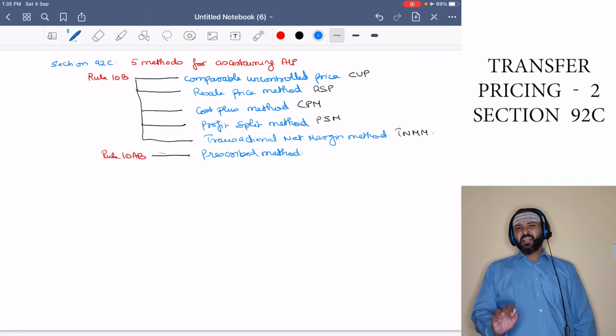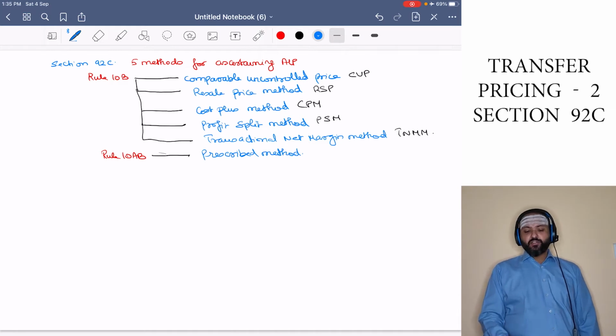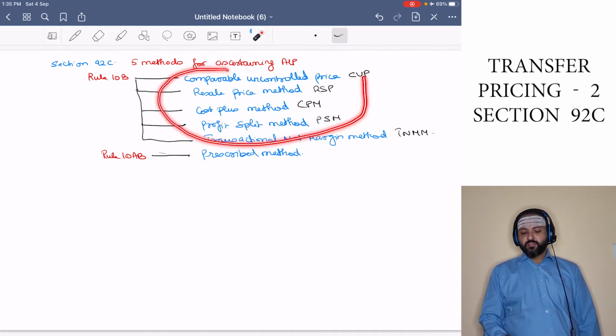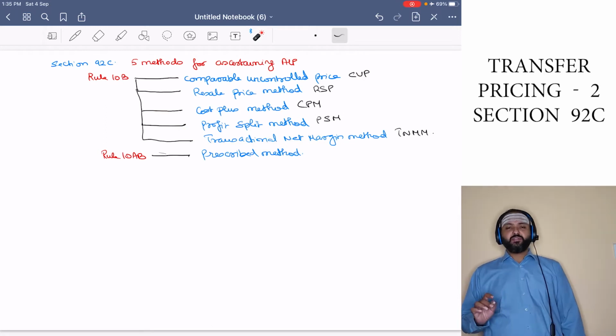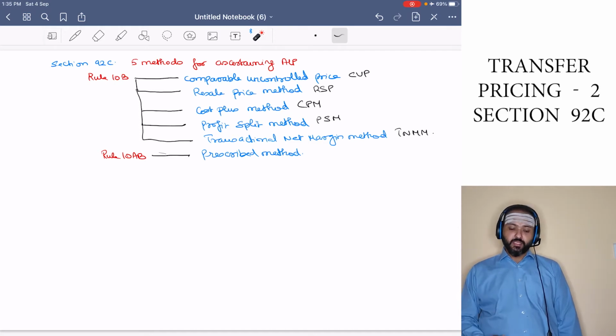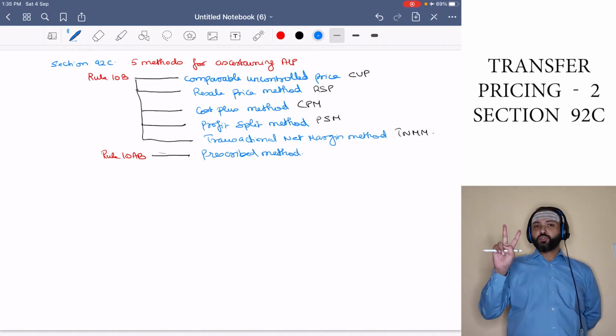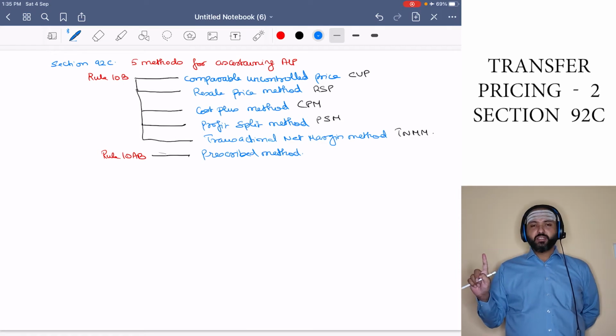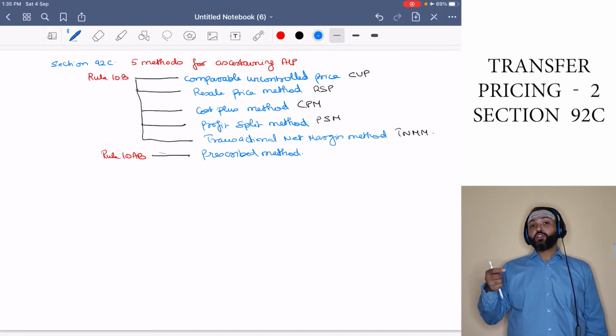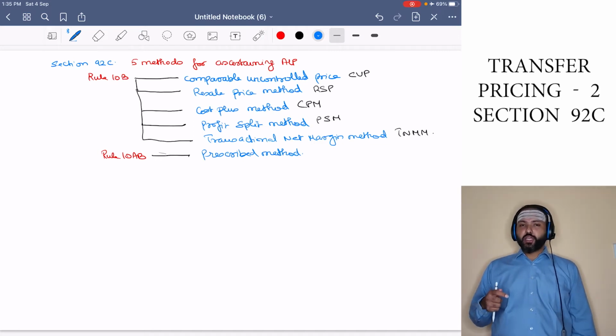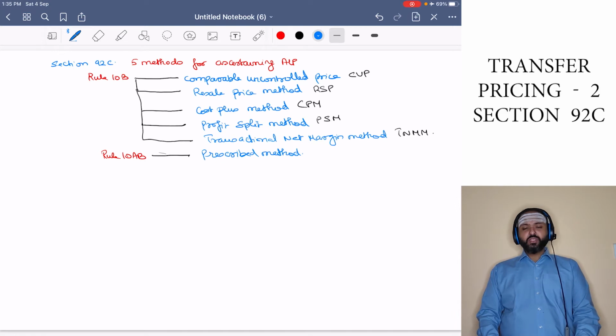Okay, so this generally is not tested. So the area of focus or study will be only these five methods, where you will be able to understand the methodology or mechanism for deriving the arm's length price. Now, please understand, before we jump into applying any of these methods, we have to ensure two things. One, there has to be associated enterprises. Two, there has to be an international transaction. Only if these two are satisfied can you proceed to the next level. Without that, you cannot.